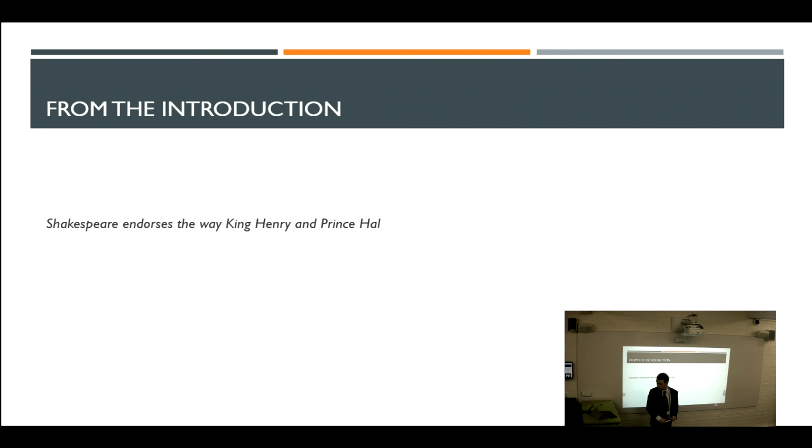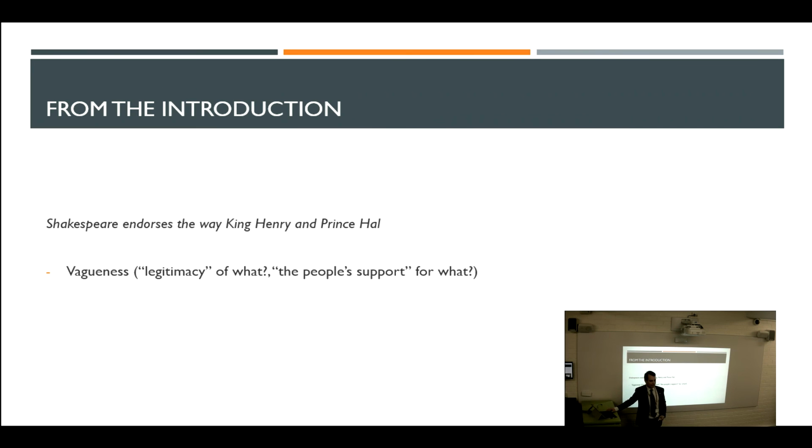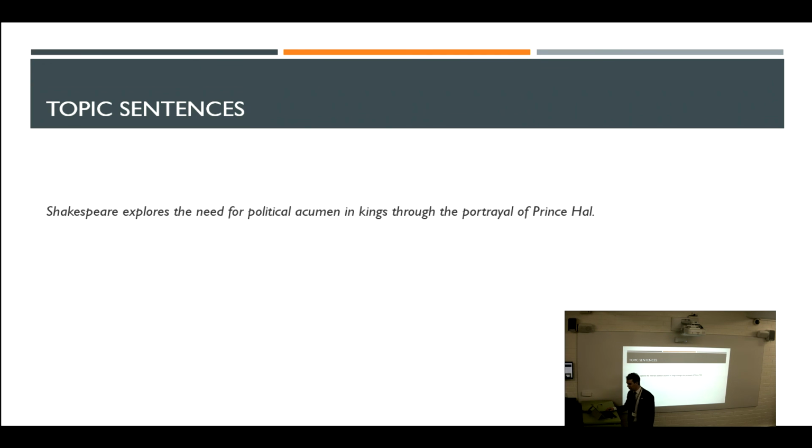Next. Still in the introduction. Shakespeare endorses the way Henry. Oh, I haven't finished writing it down. Whoops. Vagueness, yes. That was from the last one. Next one. Just keep going. Skip. I don't know what I've done there. No, let's go back.